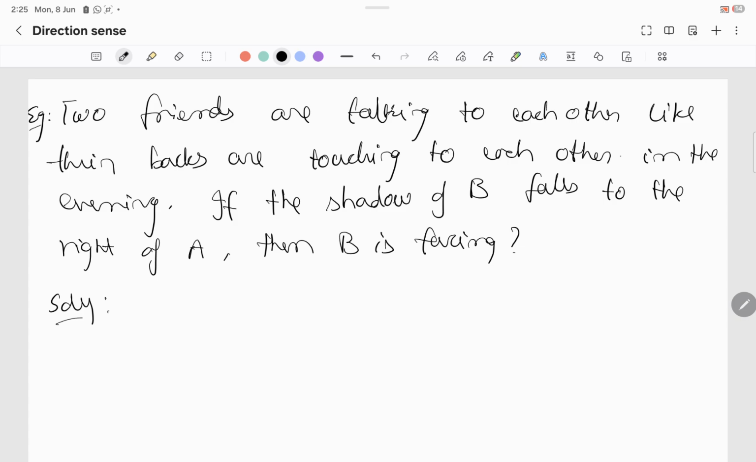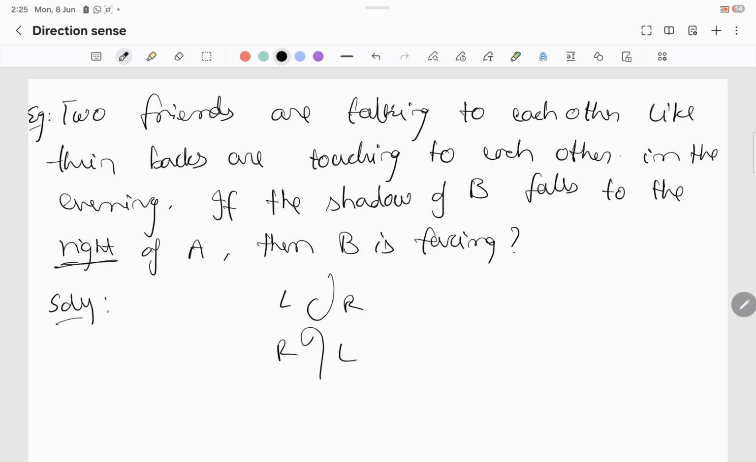See, when the people's backs are touching each other, in the previous question, the person in the north was facing south and the person in the south was facing north. But here, the north person will be in the north facing north, the south person will be in the south facing south. So how to take the diagram? See, this is the way. He is north, so left and right, and the bottom person is right and left. Why have I taken north and south? Because the shadow is falling to left or right. It is given right. So either left or right means north and south.